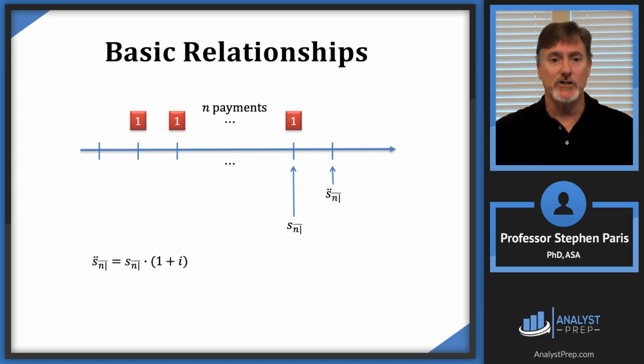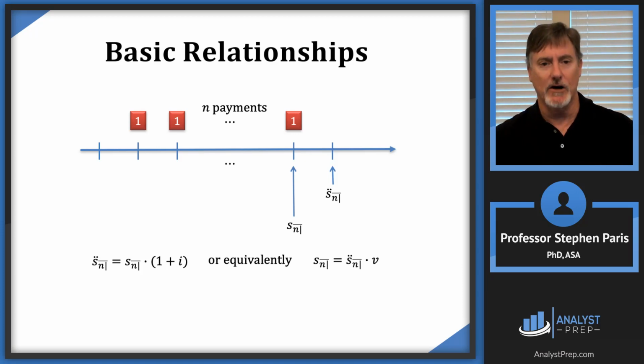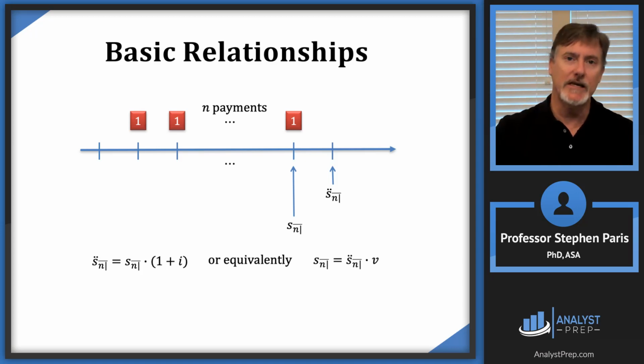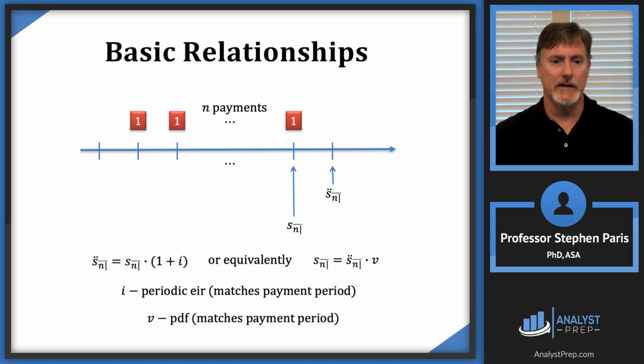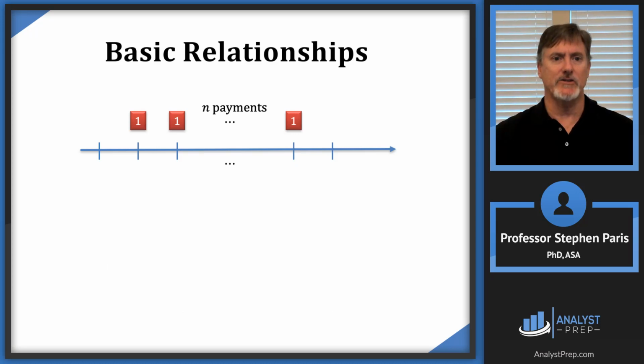So the relationship there would be S double dot angle N equals S angle N times 1 plus I. Or equivalently, if I turned it around and I knew the value of an S double dot, then I would multiply that times V to get the value of an S angle N, where again, V is the periodic discount factor. In other words, V is 1 over 1 plus I. Take the first equation and divide both sides by 1 plus I, and you actually get the second equation. Okay, so now let's look at a couple other basic relationships here.